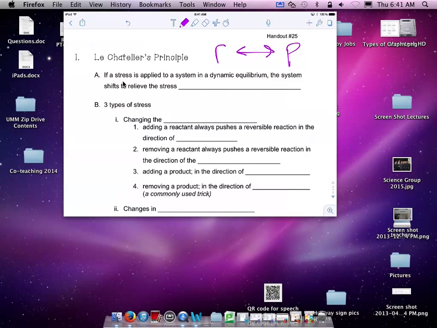It says that if a stress is applied to a system that is already in dynamic equilibrium, meaning the reactants and products are going back and forth perfectly, the system, and system just means wherever the reaction is happening, it could be in the body, or in a living cell, or in a beaker, or in a test tube, or in a machine, whatever the system is, it's going to shift to relieve that stress and return to equilibrium. Again, equilibrium is where it's perfectly balanced. Neither side is more than the other. It's going back and forth equally. That's dynamic equilibrium, and that's what we're going to focus on today.